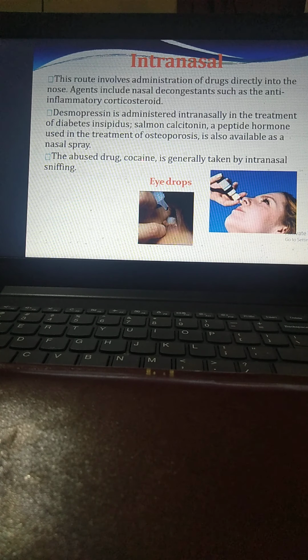The abuser drug cocaine, the abuser drugs, come in different forms. They are in gaseous form and can be inhaled, there is pain in the addiction, and cocaine is generally taken by intranasal sniffing. These addictive drugs have a structure-activity or chemical activity relationship.